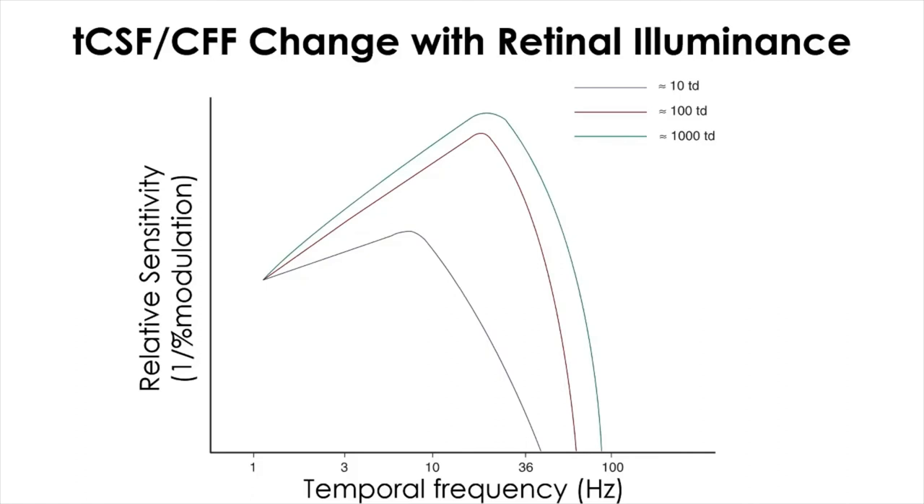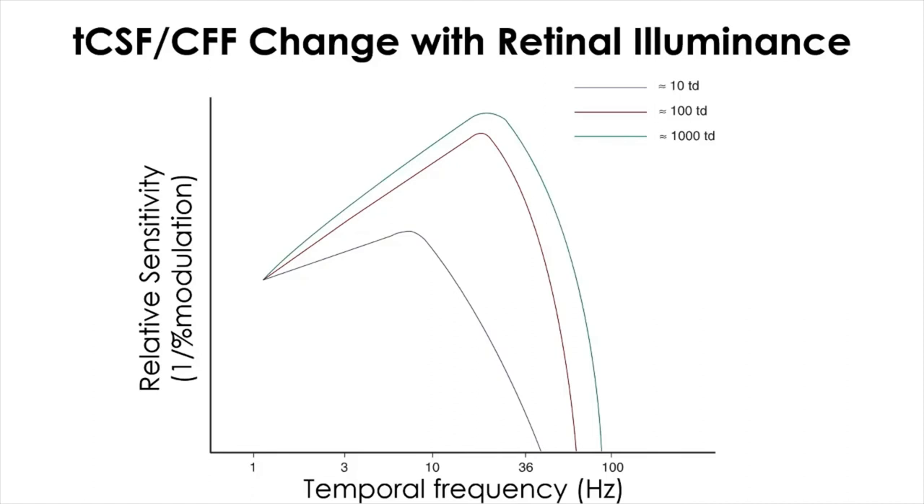So for example, the temporal contrast sensitivity function changes with increasing retinal illumination. And in general, sensitivity increases with greater retinal illumination across a range of temporal frequencies. So here we have three temporal contrast sensitivity functions for three different background retinal illuminations, ranging from 10 to 1000, so ranging over two orders of magnitude. So here, there's three orders of magnitude.